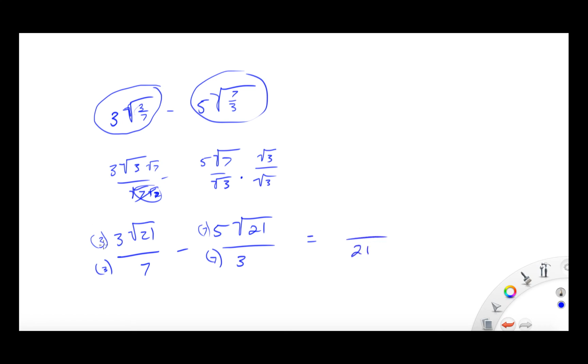Now the numerators. Well, what's 3 times 3? It's 9 square root of 21. That's what this one is. And then 7 times 5, so minus 7 times 5, which is 35 square root of 21. Well, what's 9 minus 35? Well, you have a negative 26 square root of 21 over 21.